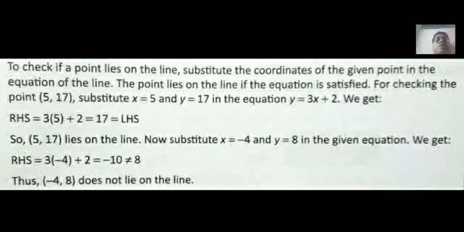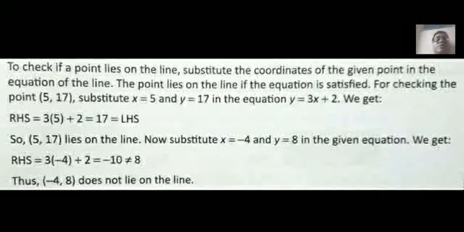Next, another one. To check if a point lies on the line, substitute the coordinates of the given point in the equation. If the point satisfies the equation, then you can say this point lies on the line. So to verify (5, 17) is lying on the line, substitute x is equal to 5 and y is equal to 17. So y is 17, and 3 into 5 plus 2 is also 17. Therefore you got LHS is equal to RHS, hence (5, 17) lies on the line.